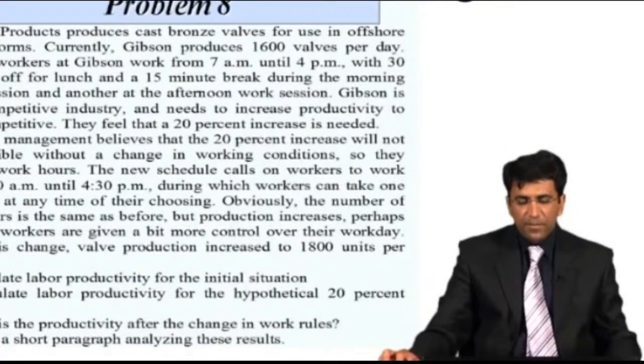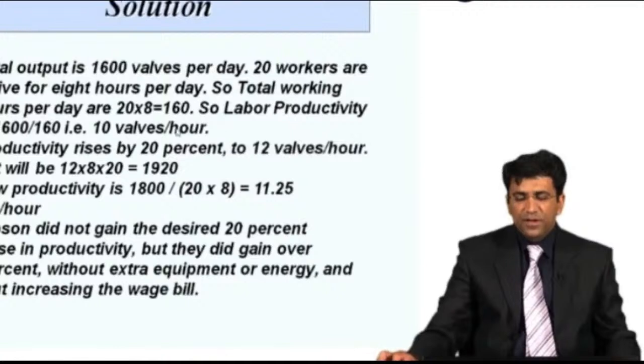Now students, what is the second requirement? We'll have to calculate the labor productivity for the hypothetical 20% increase. As we calculated just now, the productivity is 10 valves per hour. So if there is an increase of 20% in productivity, the productivity will become 10 plus 10 multiplied by 0.2, which will be equal to 12 valves per hour. So if they want to increase the productivity by 20%, the new productivity will be 12 valves per hour.